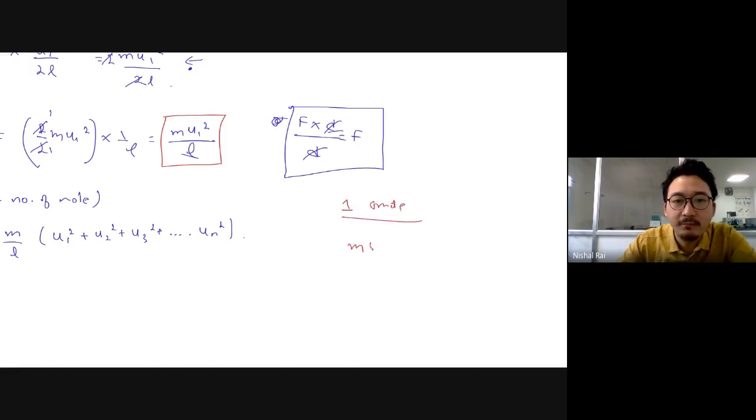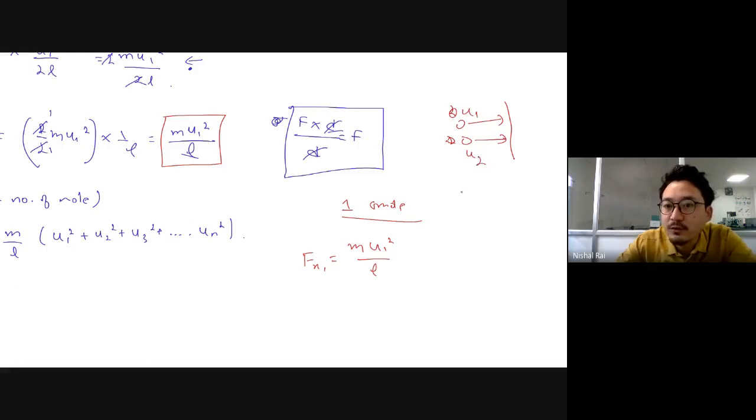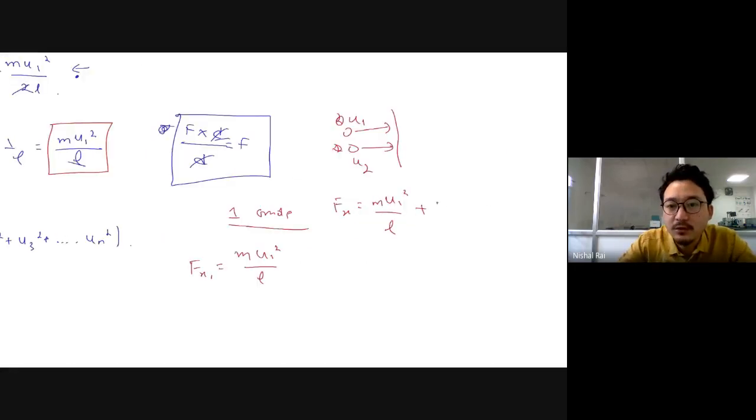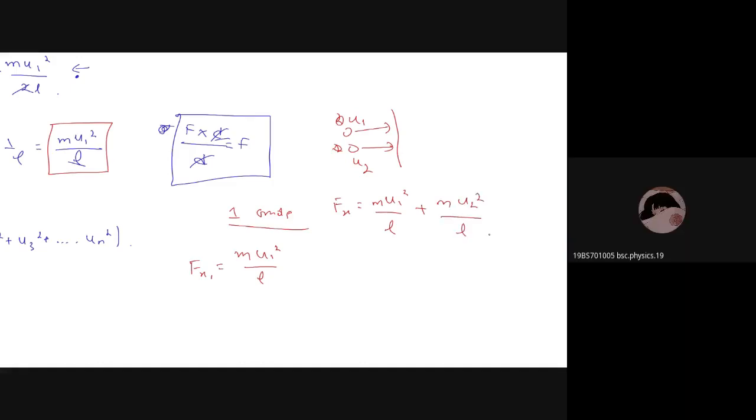For one molecule, you had m u1 square divided by L. This was your force due to a single molecule. Clear? Now let's say you have two molecules, and both are hitting the wall. So your total force will be how much? Let's say one is moving with velocity u1 and the other with velocity u2. Then your total force on that wall will be the force due to the first molecule, divided by L, plus the force due to the second molecule, which was this one. Is it clear? Yes, sir.